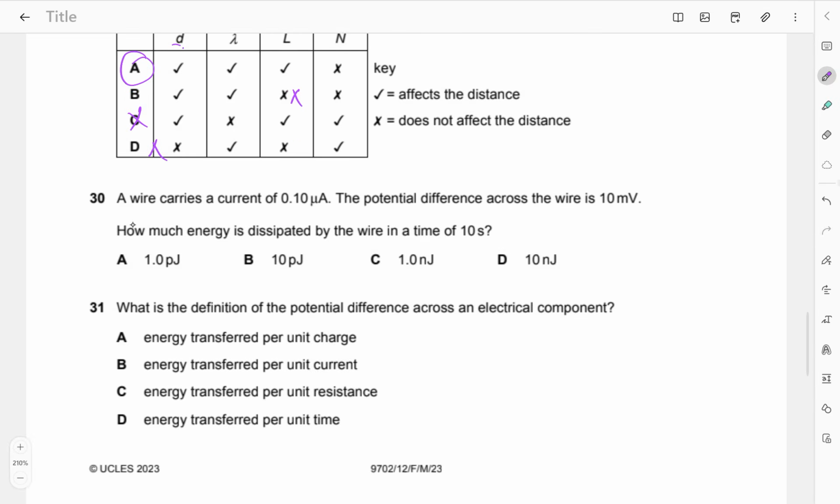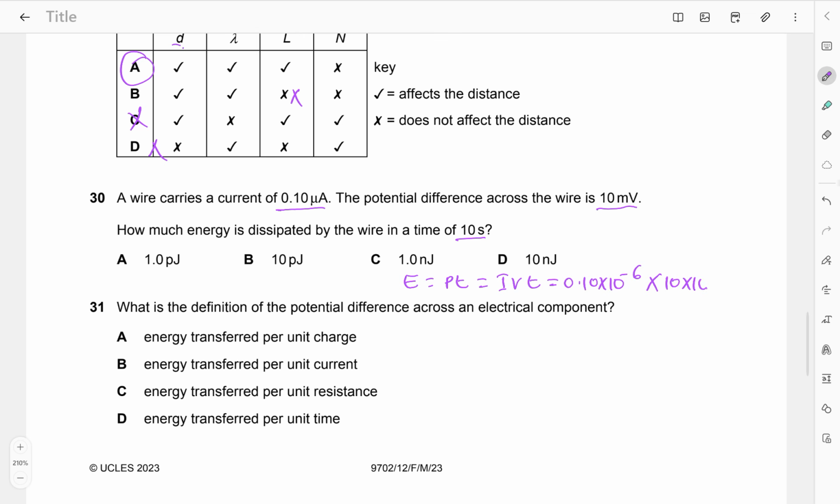The wire carries a current of 0.10 microamperes. The potential difference across the wire is 10 millivolts. How much energy is dissipated by the wire in a time of 10 seconds? We know that energy is equal to power times time. Power is I times V, so it is IVt. So this is going to be current, which is 0.10 times 10 power negative 6, then times V, which is 10 times 10 power negative 3, then times t, which is 10 seconds.